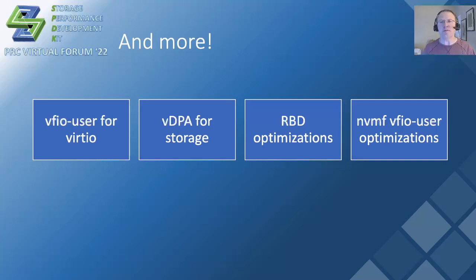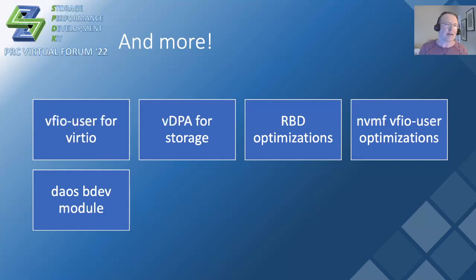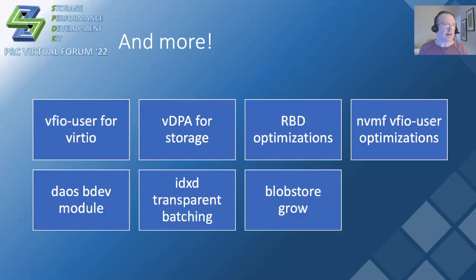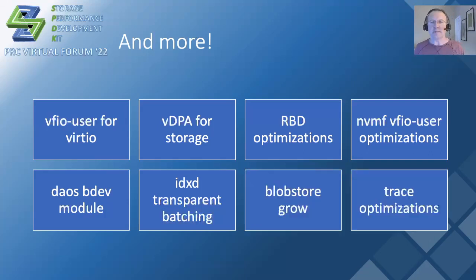More work around NVMe VFIO user optimizations, including things like interrupt coalescing, so reducing the number of interrupts that we inject into guest VMs, DAOS bdev modules, DSA, IDXD transparent batching, blobstore grow, trace optimizations, a lot of items here. Specifically the trace optimizations. I did a talk on this at the US Summit. That's another one that you can go and check out if you have more interest by checking out the SPDK blog.